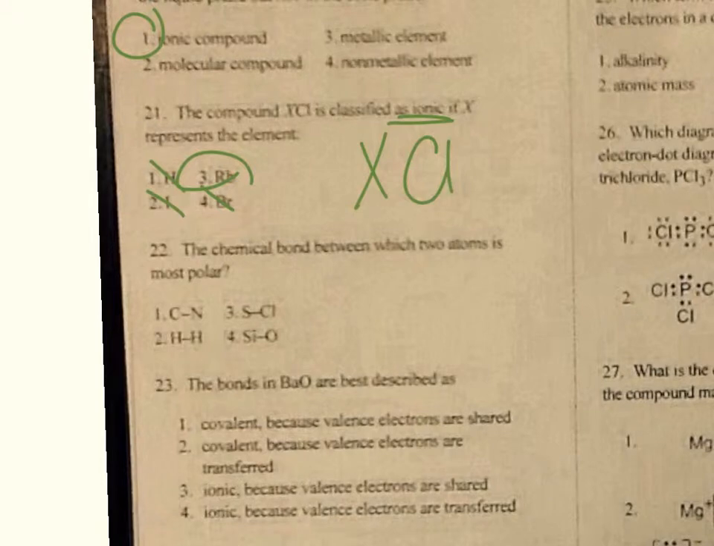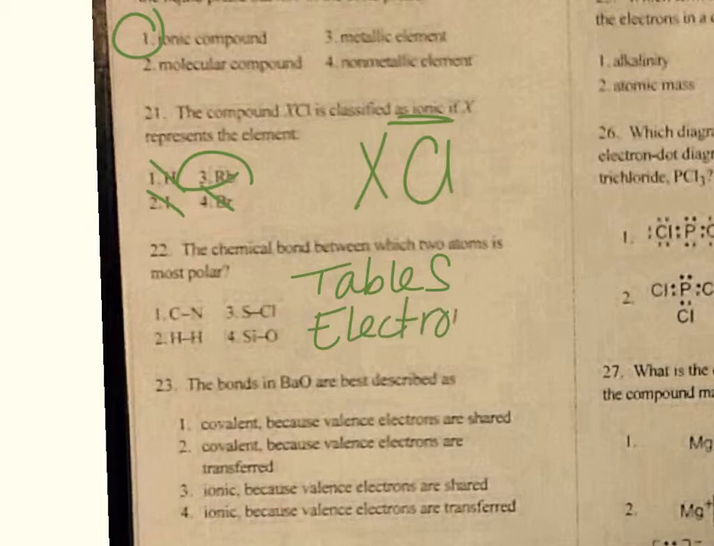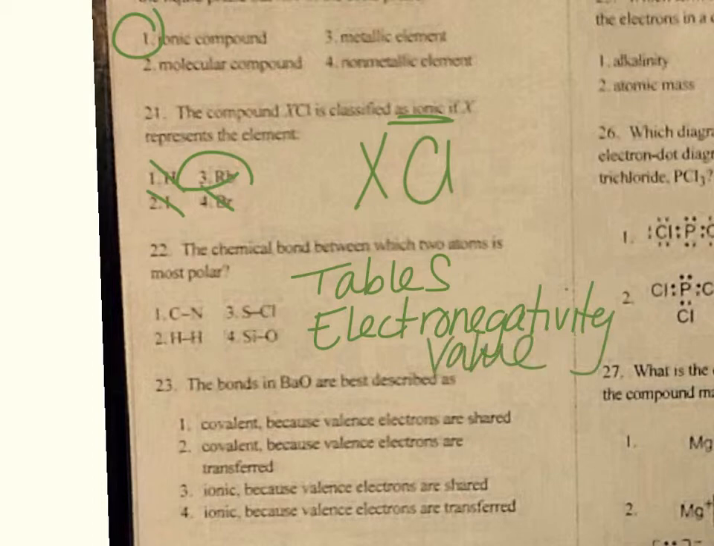Okay, 22. The chemical bond between which two atoms is most polar? Again, most polar was like the first question. You need to go to table S. You need to look up the electronegativity values and subtract them. And the one with the biggest difference is the one that's going to be the most polar. And that is going to be choice 4, SiO.